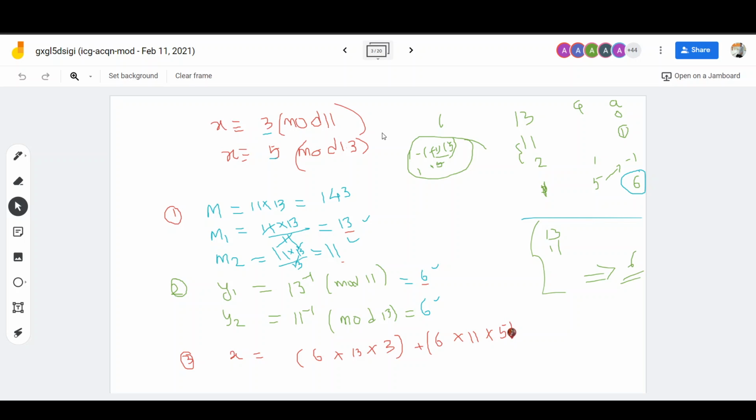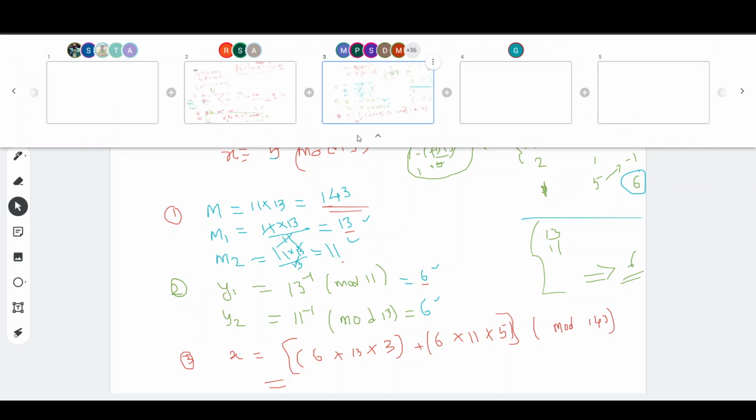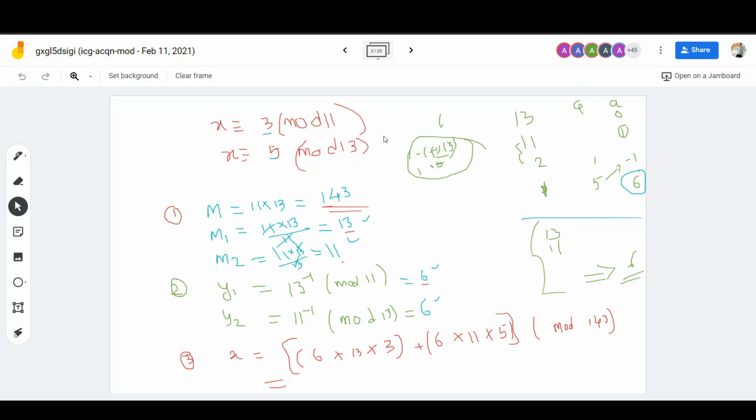The total value, what we need to do is mod 143. So here this is your capital M value. So this whole thing mod M, mod 143, we will write on this. Finally, this is going to be equal to how much? So this is going to be 564 mod 143. 39 into 6.